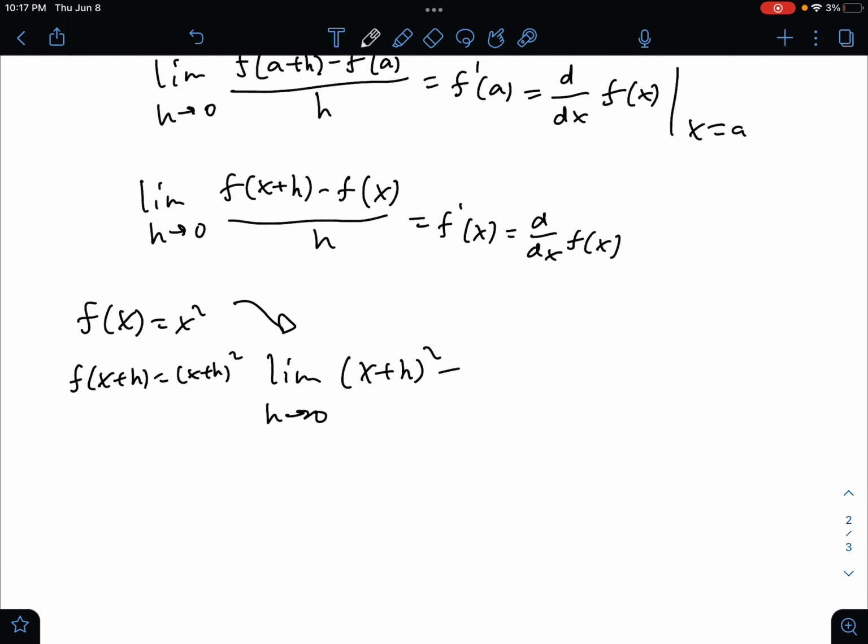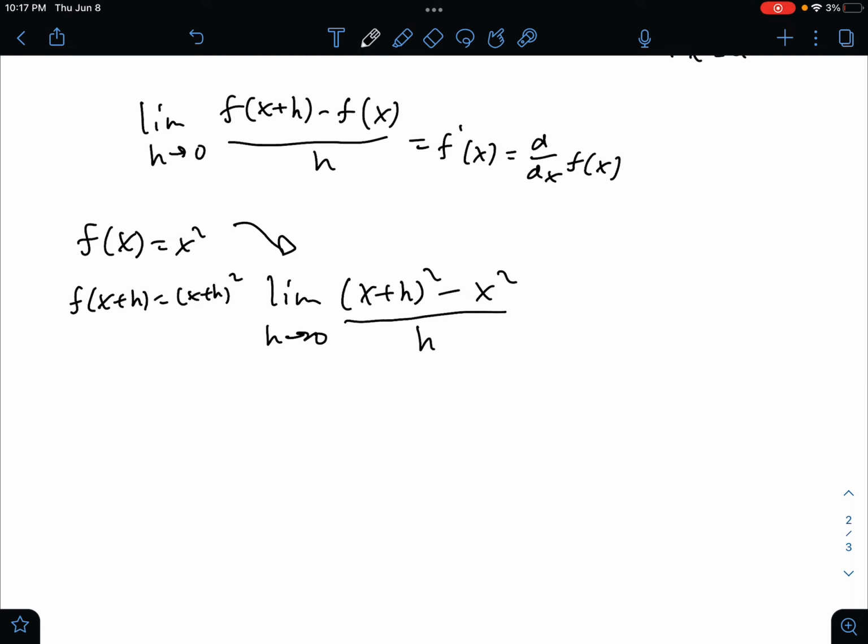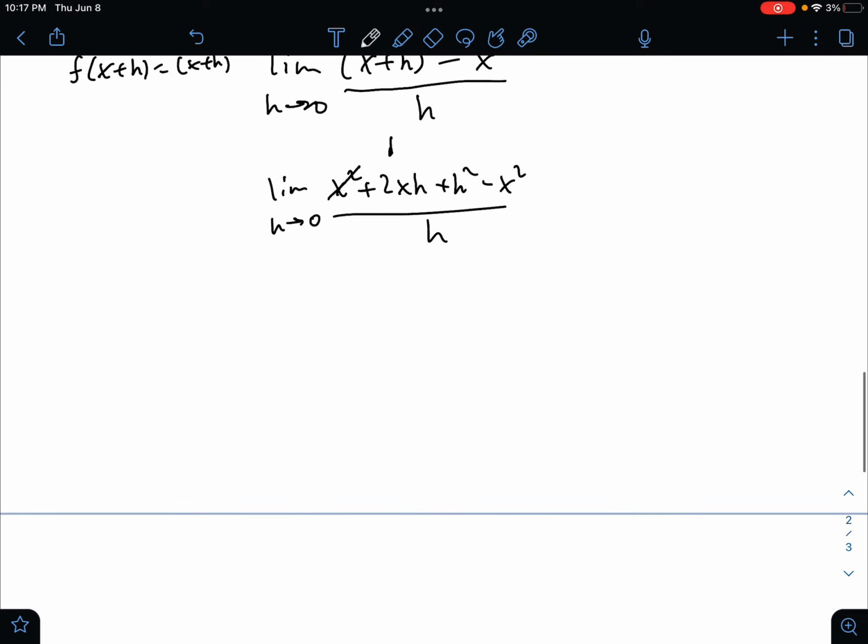Then we subtract f of x from that. f of x is just x squared. So then we divide it by h. And as you may notice, when we expand this out, we actually get a very satisfying answer. Expanding that out, we get x squared plus 2xh plus h squared minus x squared over h. Now we just cancel out the x squareds. We're left with limit as h approaches 0 of 2xh plus h squared over h. Now these cancel out, and h squared divided by h is just h, right?